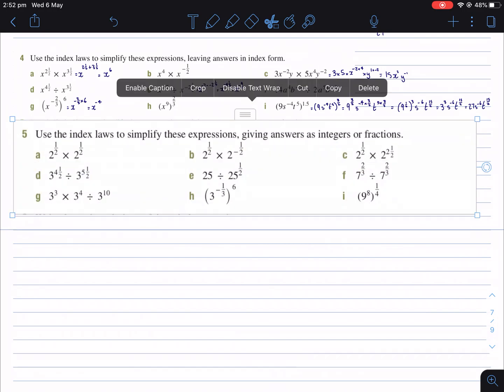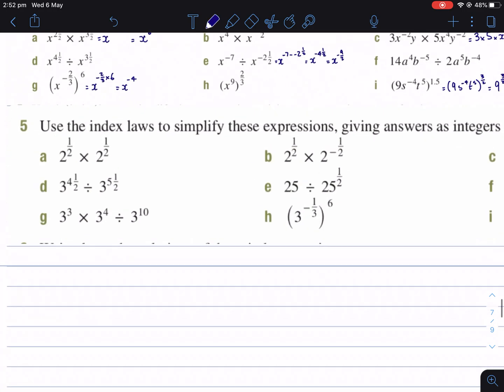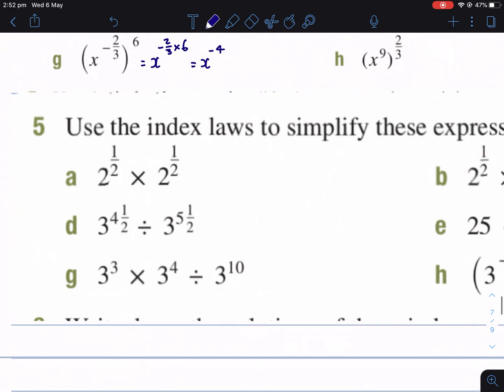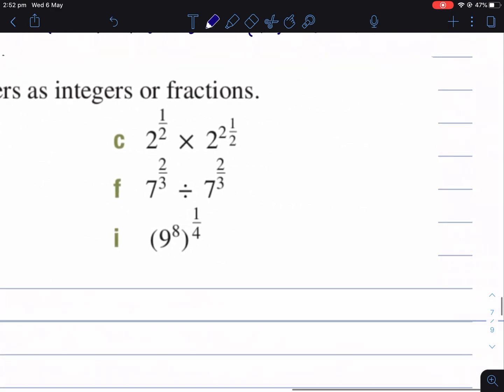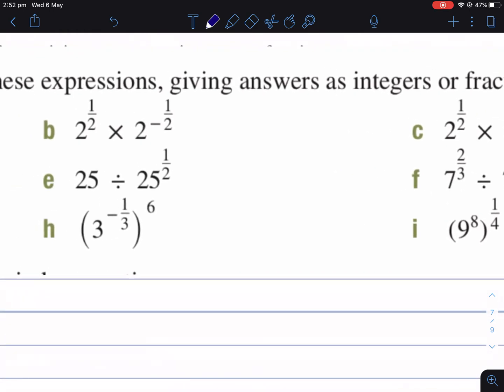Let's have a look at these ones. So, again, we're doing the same thing but with numbers. 2 to the half plus a half, 2 to the 1, which is 2. 2 to the half plus 2.5 gives me 2 to the 3, which is 8. 25 to the 1 minus a half gives me 25 to the half. Now 25 to the half is the square root of 25, so it's 5.